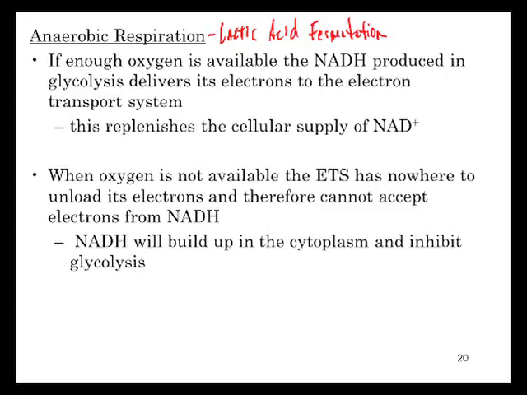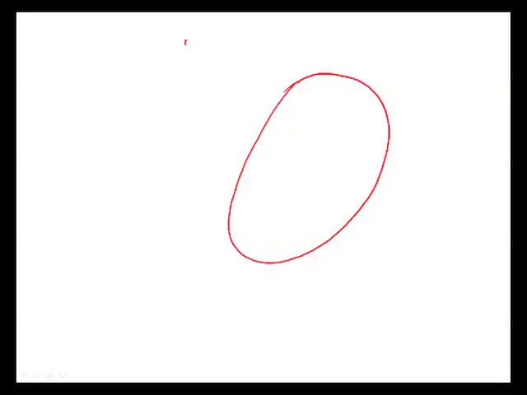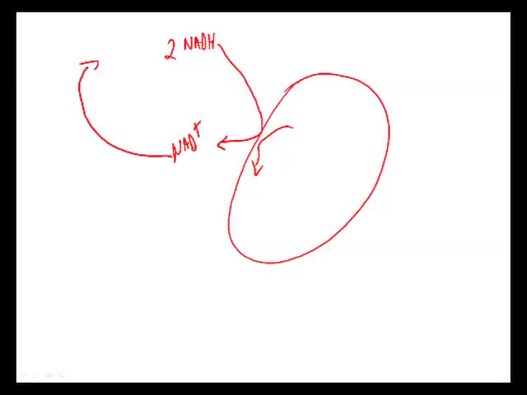Here's the problem. Here's the mitochondria. Normally, NADH that's produced would pretty much immediately hand off its electrons to one of the shuttles, depending on what cell it's in, the FAD shuttle or NAD shuttle, which then would resupply NAD for glycolysis.